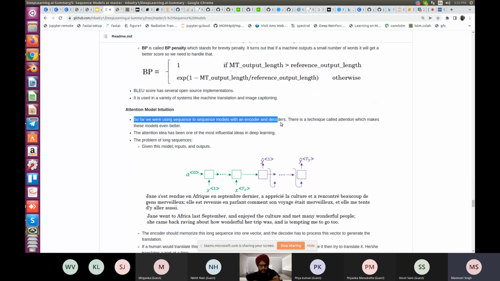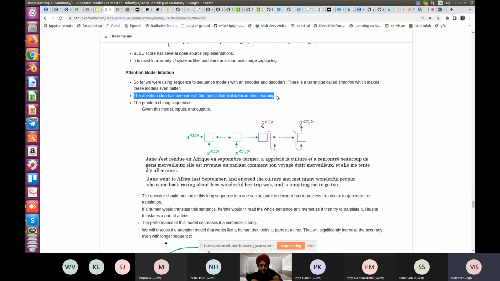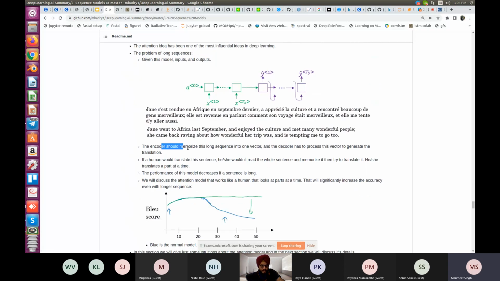He says that so far we are using a sequence to sequence model with an encoder and decoder. There is a technique called attention which makes these models even better, and attention has been one of the most influential ideas in deep learning. Consider the problem of long sequences. If you give a long sequence as an input and ask the model to output the English translation, the encoder has to memorize this long sequence into one vector, and the decoder has to process this vector to generate the translation. It's a very difficult task.